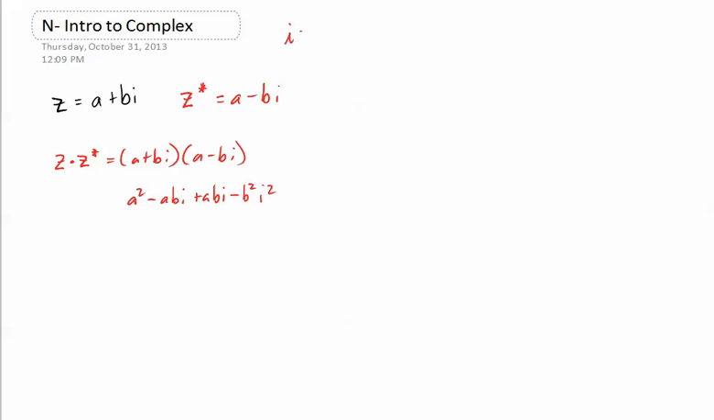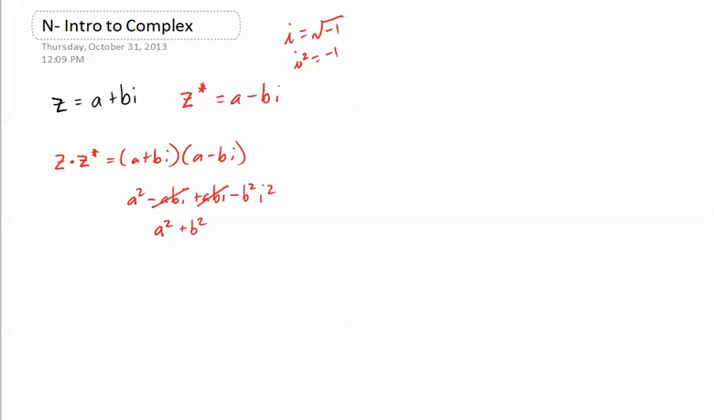Now we know that I equals the square root of negative 1, which just means that I squared equals the square of that, which is negative 1. So we can simplify this by canceling out the negative ABI and the plus ABI. We're left with A squared, and then the I squared turns into negative 1. Negative 1 times negative B squared would be plus B squared. You'll notice that when I multiply a complex number by its conjugate, the imaginary part goes away. Ain't that nice? Yeah, that's nice.